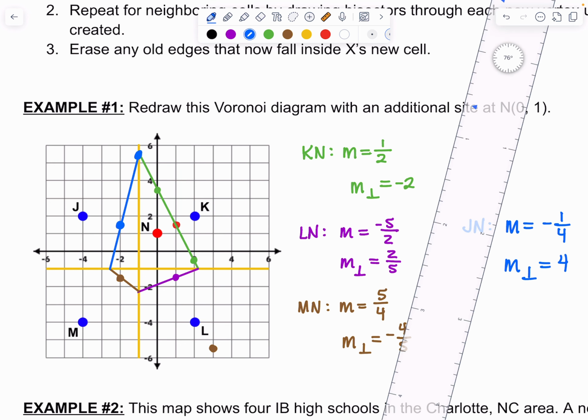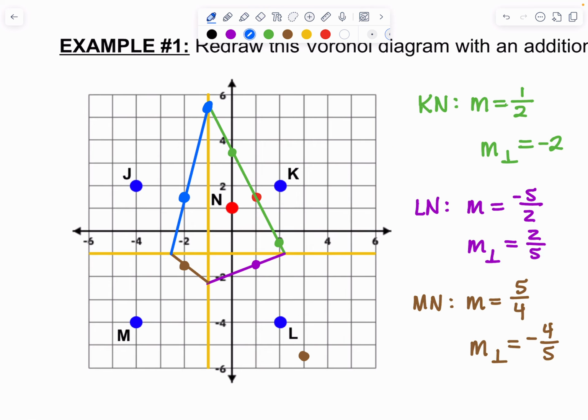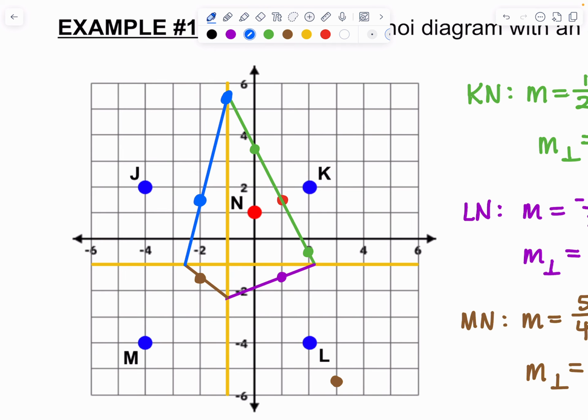All right. So as we can see here, this is the new Voronoi diagram. And what I am going to do is make my markings or my lines bigger, and erase what I don't need anymore. So I'm going to erase these little points here. Right? And then I'm going to connect and grab everything in red that should be there.